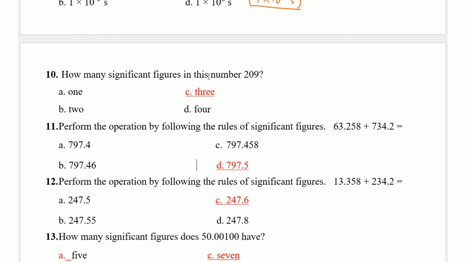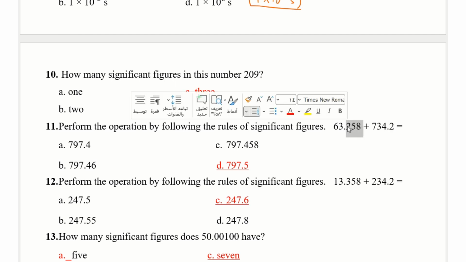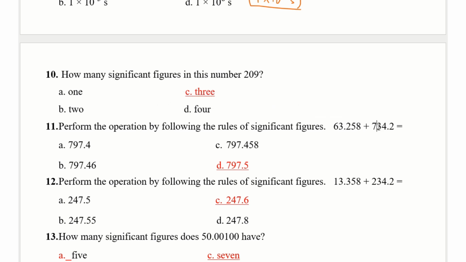Question 11. Perform the operation by following the rules of significant figures. So here we have addition, so you have to look after the digit, after the decimal. So you have only 1 digit after the decimal. Here I have 3 digits after the decimal, so your answer should include only 1 digit. Okay, so it is D.